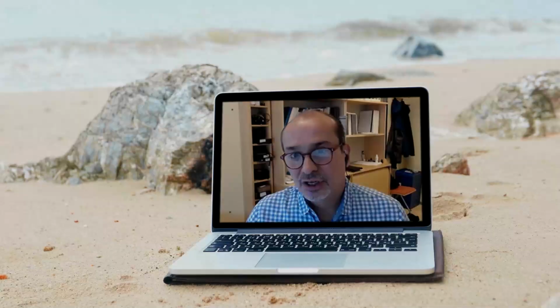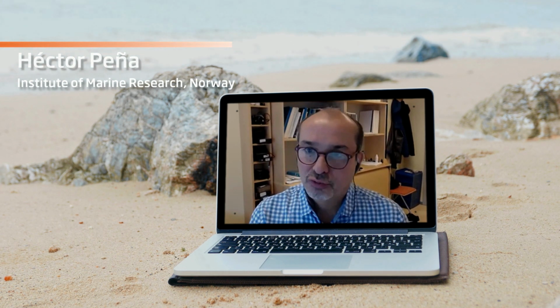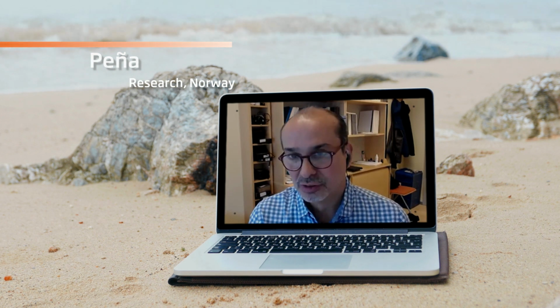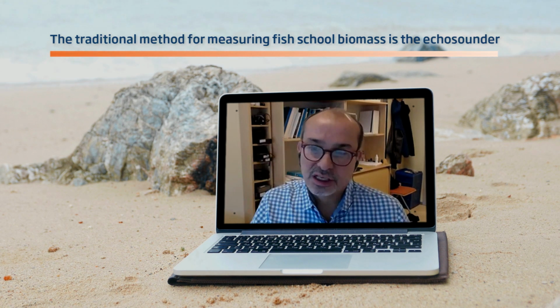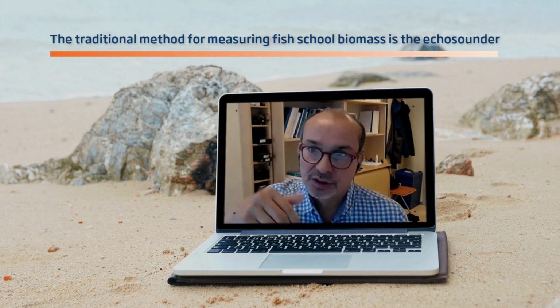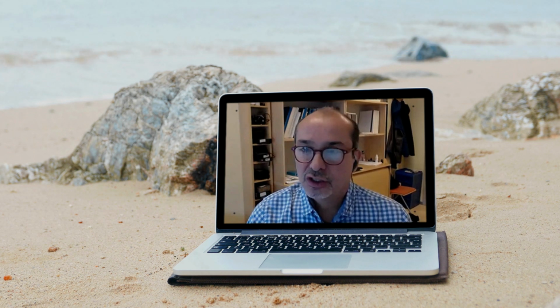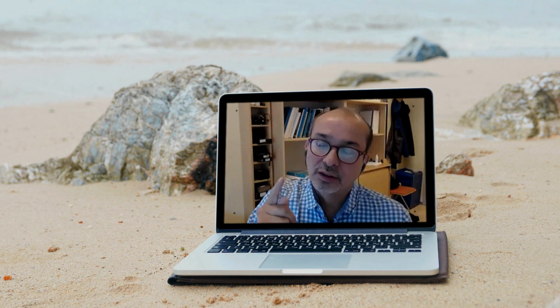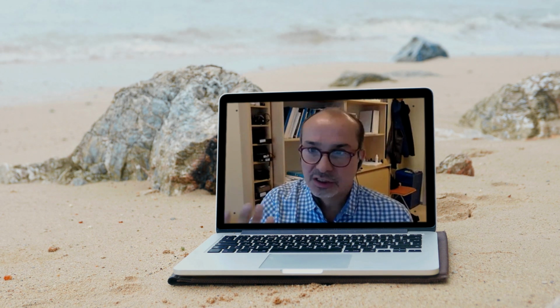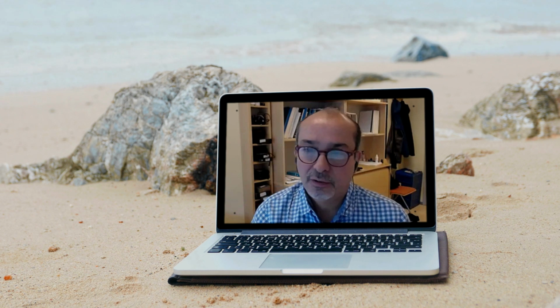The main objective of our study was to estimate the biomass of herring and mackerel schools using multi-beam sonars. The traditional tool for measuring fish with acoustics is the echo sounder. The echo sounder is basically one narrow acoustic beam, 7 degrees, that is looking downwards. In contrast, sonars are not looking down, they are looking to the side, and they are not only one beam, but many beams, 64 or 100 beams.